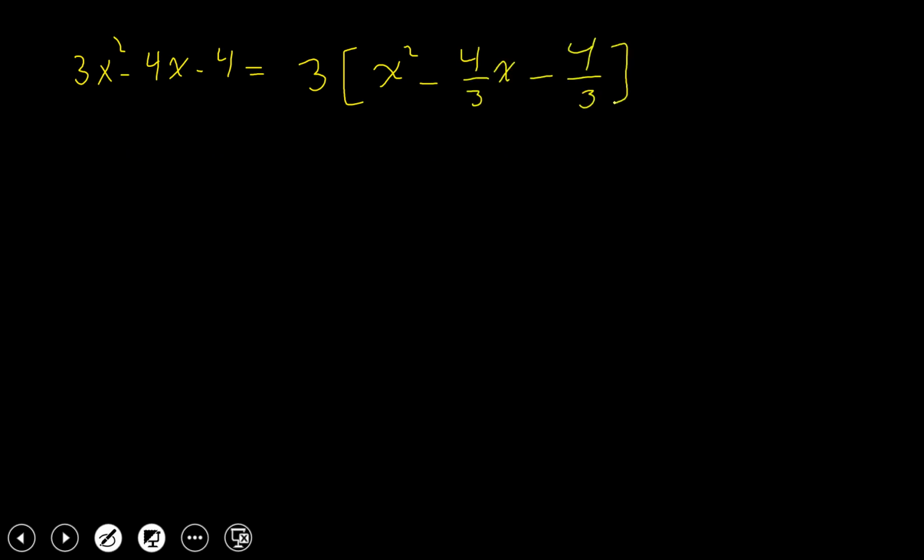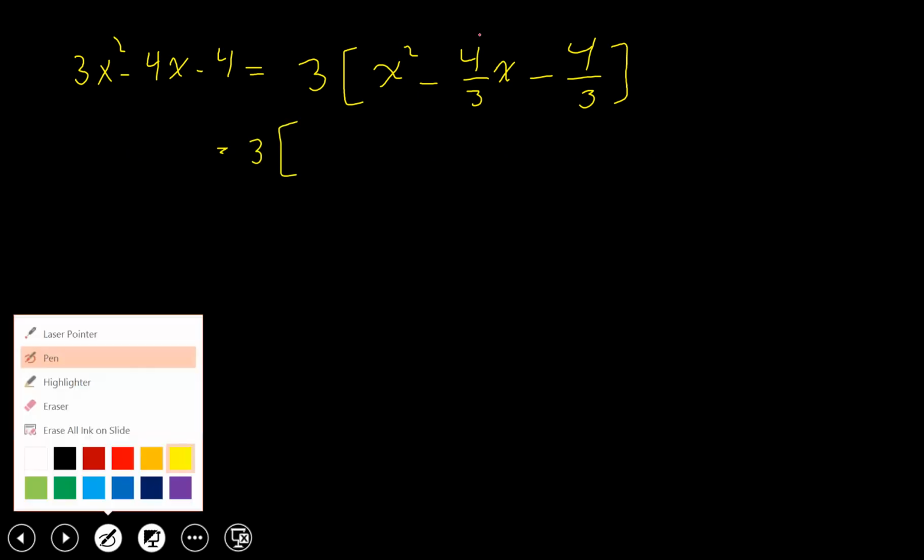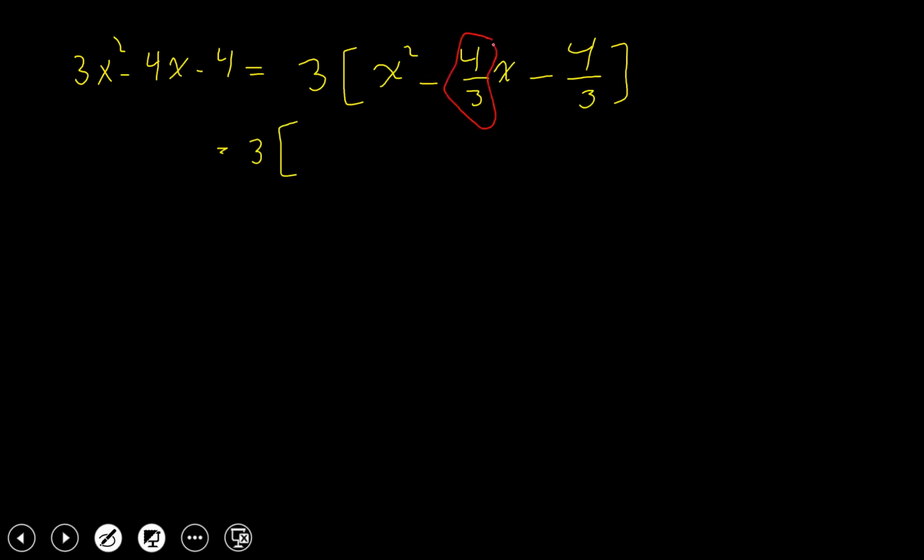What is our second step? 3 into, we take the coefficient of x, which is 4 over 3, divided by 2. 4 over 3 divided by 2 becomes 4 over 6. In other words, 4 over 6, here we can simplify. We get 2 over 3. Then this 2 over 3, we square it. So it becomes 4 over 9. So the missing number is 4 over 9.